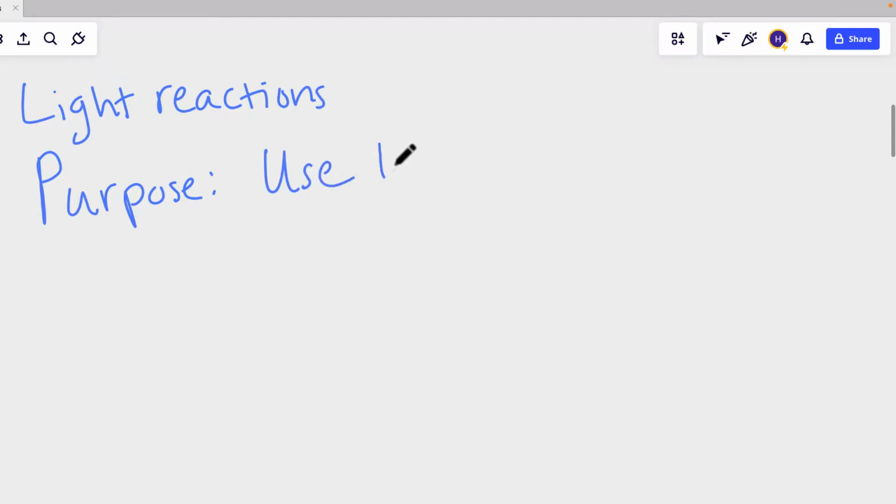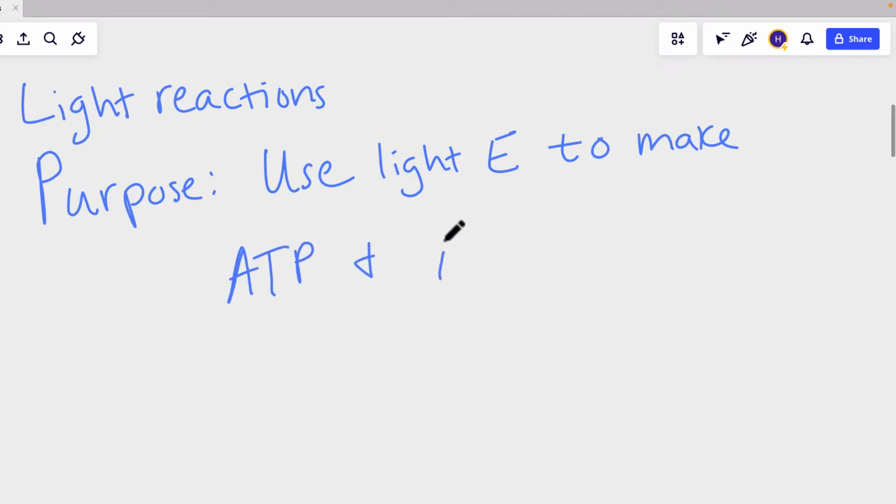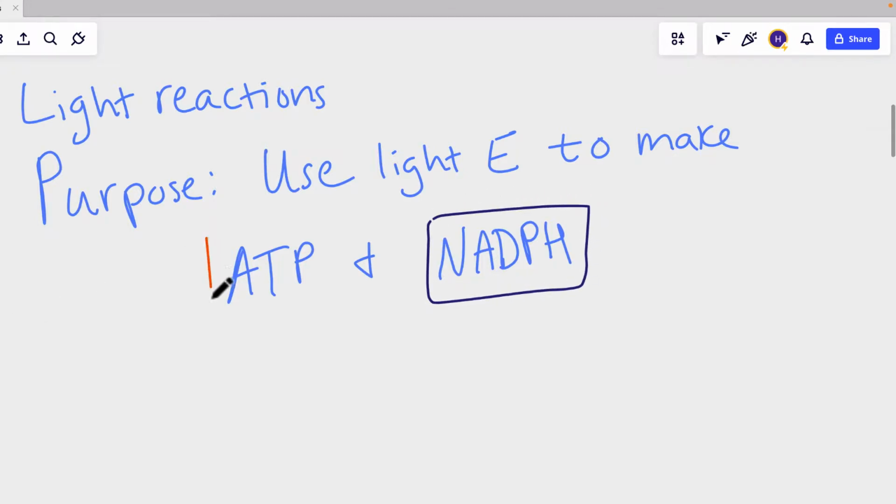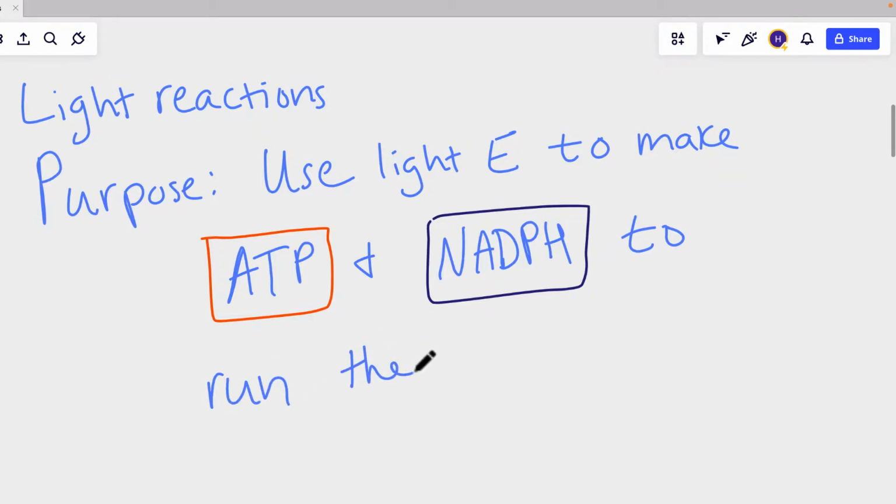Basically, we're going to use light energy, big E is energy, to make ATP and NADPH, two molecules. I'm going to mark these with the colors that I'll use for them during the rest of the lecture, and I try to keep consistent between other lectures as well. Use light energy to make ATP and NADPH. Why? To run the next part of photosynthesis called the Calvin cycle.